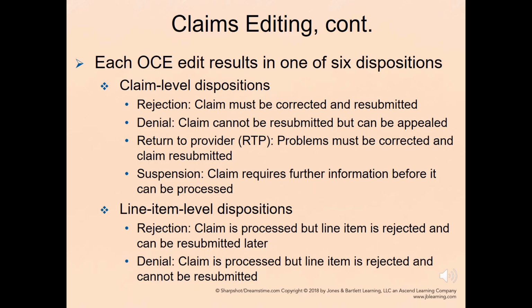Each OCE edit results in one of 6 dispositions. Claim level dispositions are: rejected, claim must be corrected and submitted; denied, claim cannot be resubmitted but can be appealed; return to provider, there are problems that must be corrected and the claim must be resubmitted; or suspension, claim requires further information before it can be processed. There's also a line item level disposition, a rejection where the claim is processed but the line item is rejected and can be resubmitted later. A denial where the claim is processed but the line item is rejected and cannot be resubmitted.